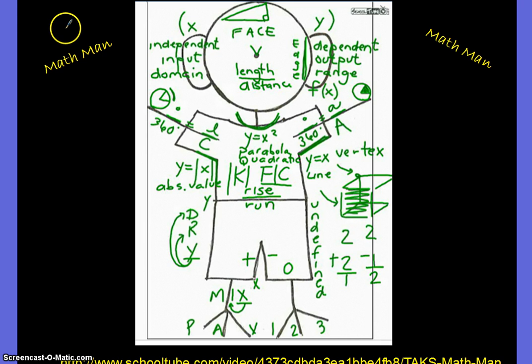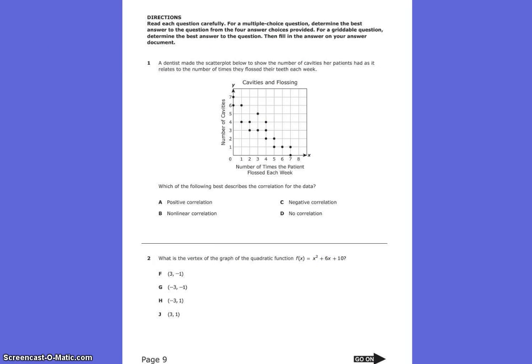We're going to learn a little bit about the Math Man pretty soon. This is just a little tool to help you remember some of the tricks that you're going to use. So this is what the Math Man looks like, and we will go into him more in detail later on. So let's look at some of the problems.